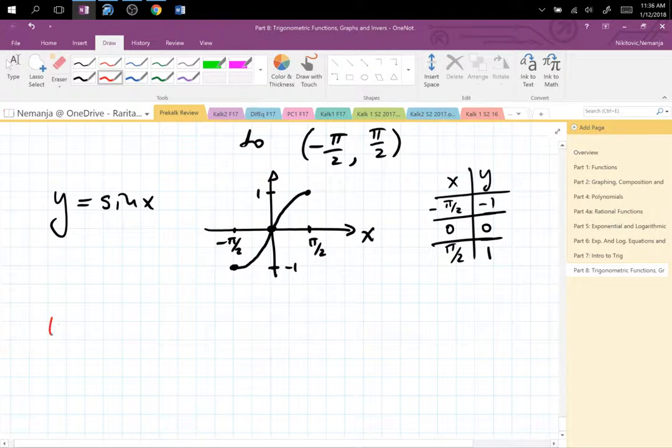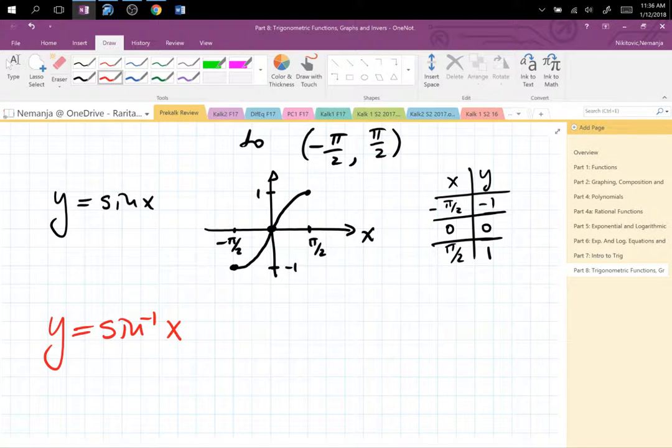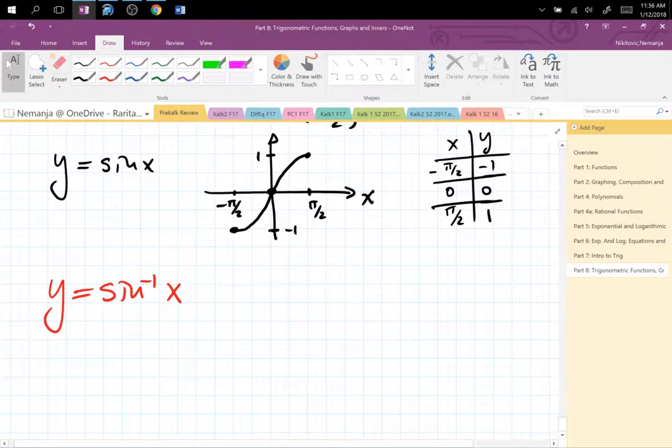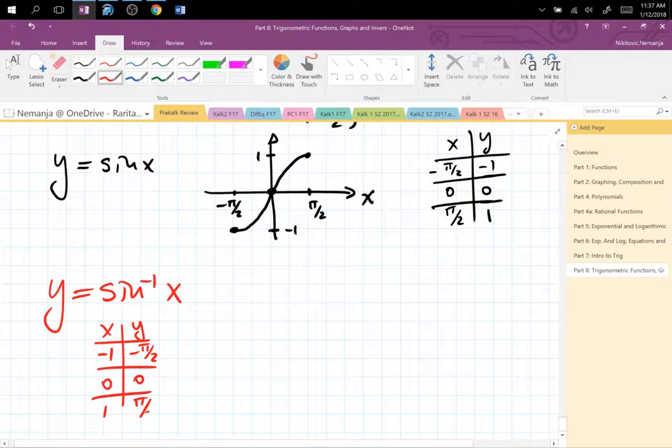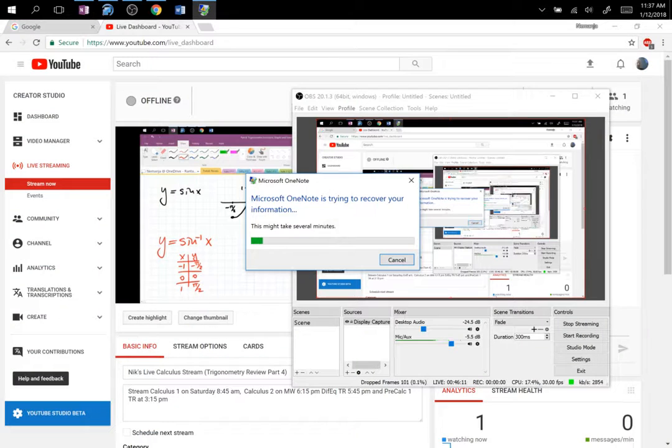All right, let's go. Sine inverse of x. So for sine inverse of x, I'm going to pick the points, but I'm going to swap them. So I have negative 1, 0, 1, negative pi over 2, 0, pi over 2. And the graph, 0, 0, negative. So now we have another crash. Good.